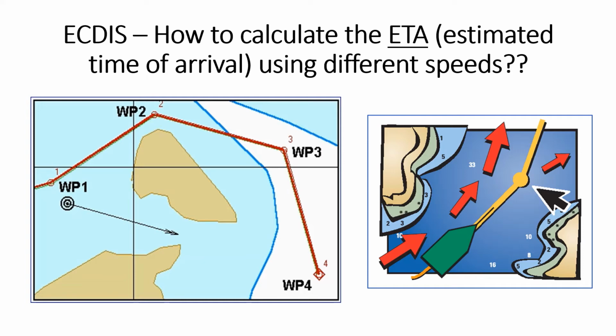So today I have a short video for you in the topic of ECDIS, and in today's video I will show you how to calculate the estimated time of arrival, that is the ETA, using different speeds. So how do you go into ECDIS and calculate or find out the ETA to the next waypoint and the time or the place of destination as well.